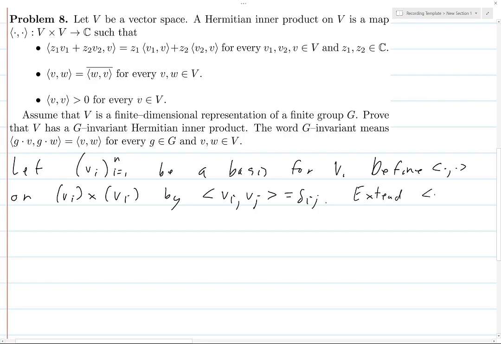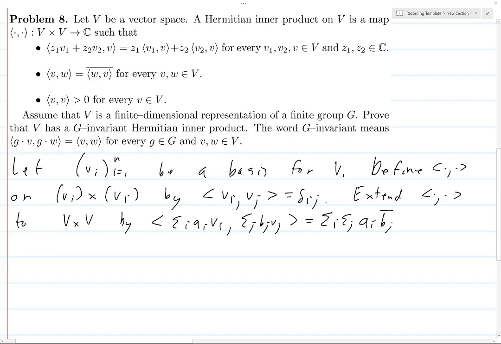Extend this to all of V cross V by, let's see here, sum i, a_i v_i, sum j, b_j v_j, because these are what arbitrary elements of V look like, linear combinations of the v_i's. Okay, so we're going to define this to be the sum over i and sum over j, a_i b_j complex conjugate, of v_i inner product with v_j.